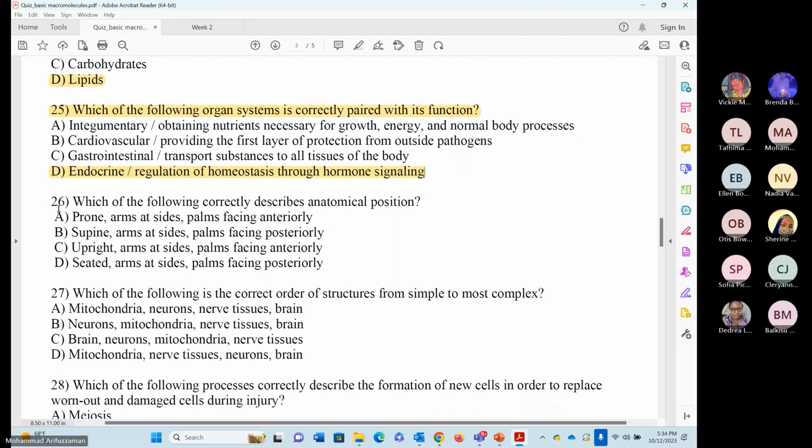Absorption, yeah. Which of the following correctly describes the anatomical position that we discussed last week?